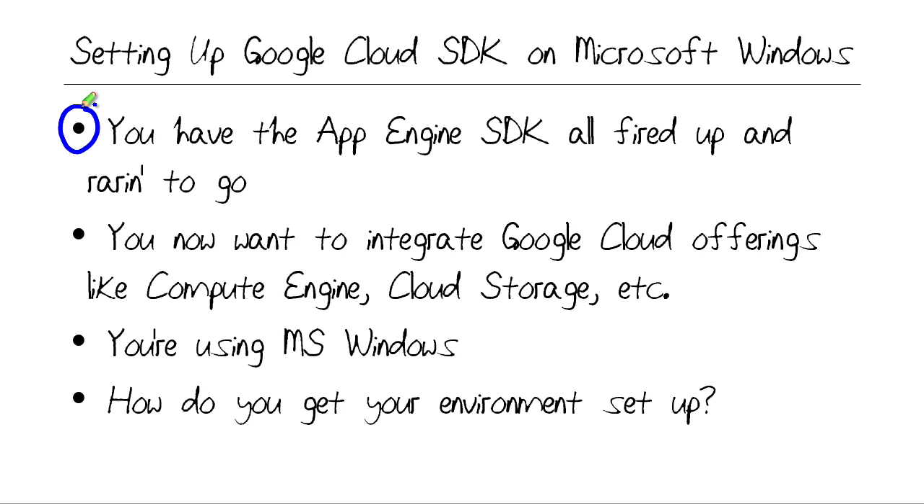At this point, you may have the App Engine Software Development Kit, or SDK, all fired up and raring to go. But as you're learning more about Google, you're discovering things like, wait a minute, there's this thing called Cloud Storage that functions a lot like Dropbox. Why can't I create a front end in App Engine to make it easy for my users to upload files and put them in Cloud Storage?